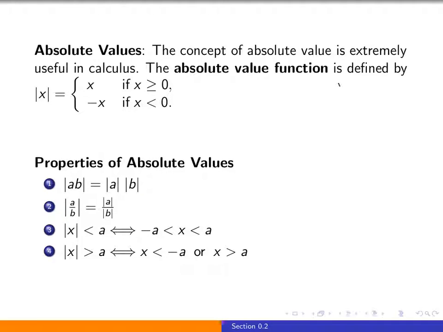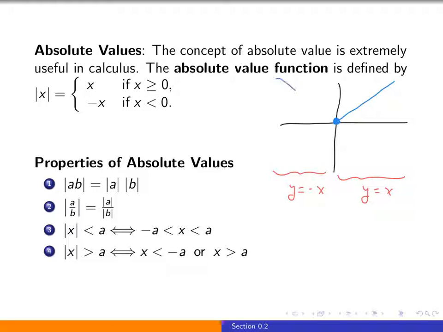So graphically, just to remind you, if we would like to sketch the absolute value of x, for x bigger than or equal to 0, we're thinking y equals x. And to the left of 0, we're thinking y equals minus x. And you get this hopefully familiar looking V shape, which is the graph of the absolute value function.